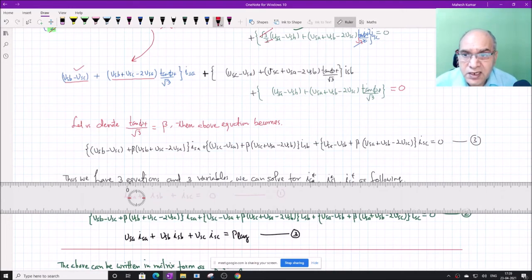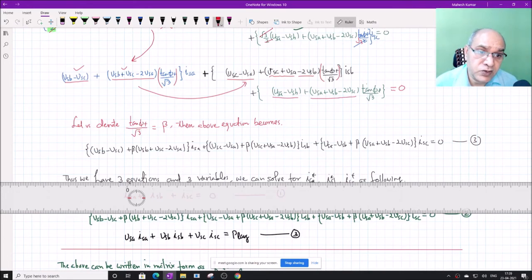BSB minus BSC, then BSB plus BSC minus 2 BSA into tan phi plus by root 3 into ISA. And similarly, this is BSC minus BSA, and this becomes BSC plus BSA minus 2 BSB. This factor is the same, tan phi plus by root 3. And the third one is BSA minus BSB plus BSA plus BSB minus 2 BSC into tan phi plus by root 3.